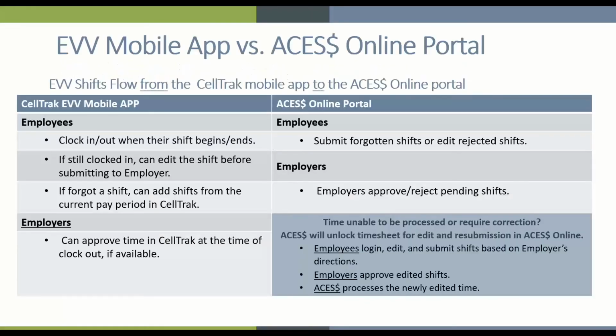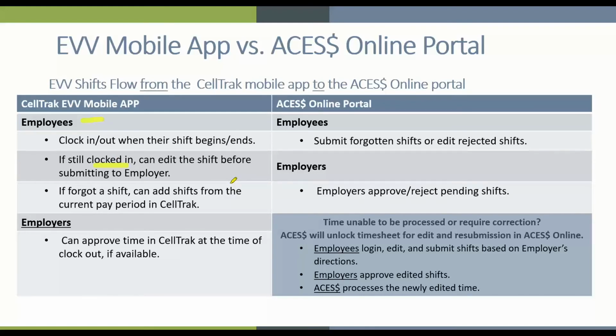Now, if you're a visual learner like me, this might be helpful. So let's just start in looking at the left side of this chart here. So how does this work? You clock in and clock out when your shifts begin and end with the CellTrack mobile app. Let's say you clock in and you realize, oops, I clocked in at the wrong time, right? And so you're still clocked in. You can edit that shift before it's submitted to the employer.